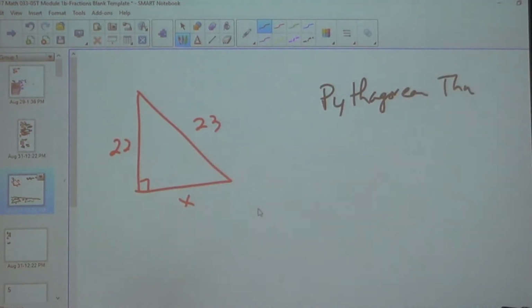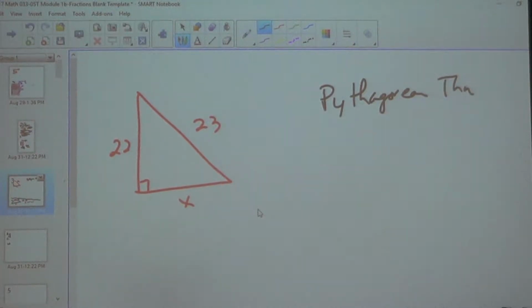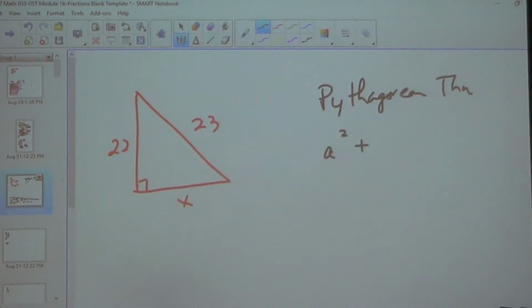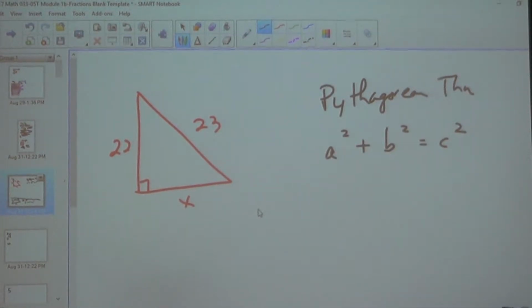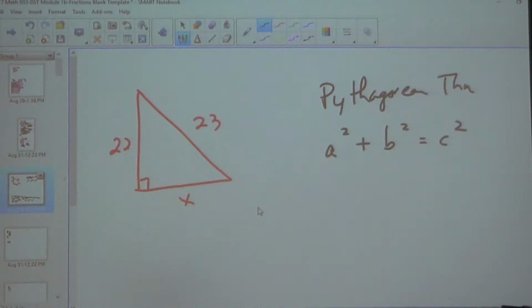All right, I had somebody have one of these yesterday, on their assessment yesterday. You may or may not have seen these. Okay? Pythagorean theorem. Do we remember old Pythagoras? No. What does the Pythagorean theorem say? A squared plus B squared equals C squared. A squared plus B squared equals C squared. This is on your formula sheet. Some of you may or may not have used it or may not have seen it.